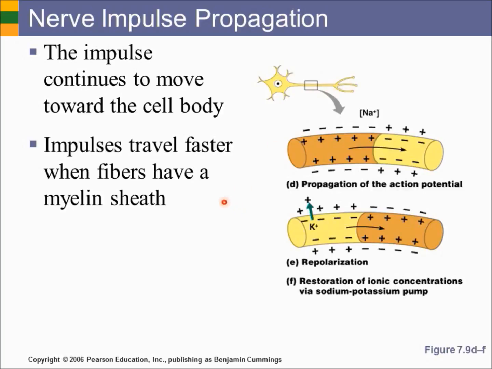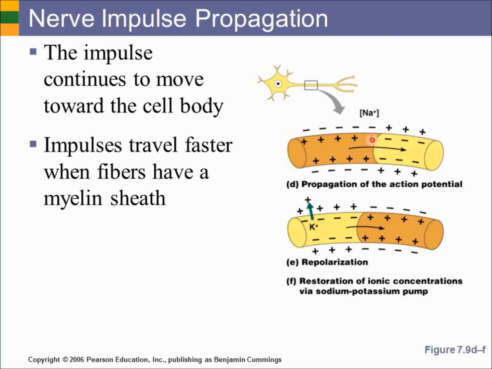Now, I put it up here as a note, we're going to show this in the next slide, that the impulses will always travel faster when there's a myelin sheath. But think about this. Here's why the myelin sheath, when you see the next slide, will make more sense. Right here is a depolarized membrane. Sodium has rushed in, flipped the membrane potential, and this is an excitable membrane over here.